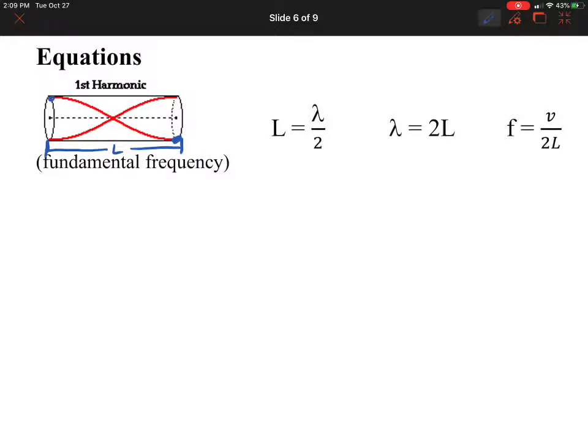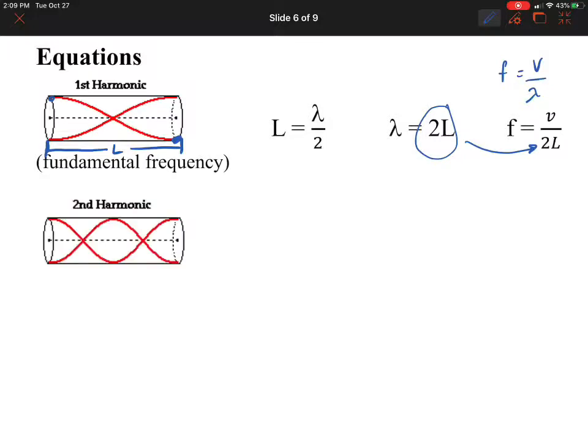Okay, so that gets us wavelength is equal to 2L. And then again, if we use the fact that frequency is velocity of the wave divided by the wavelength, but here I'm going to substitute this in for the wavelength, I get velocity divided by 2L. Okay, let's do this for the second harmonic, because we can get this for every harmonic now, because that's just how many waves we can get.